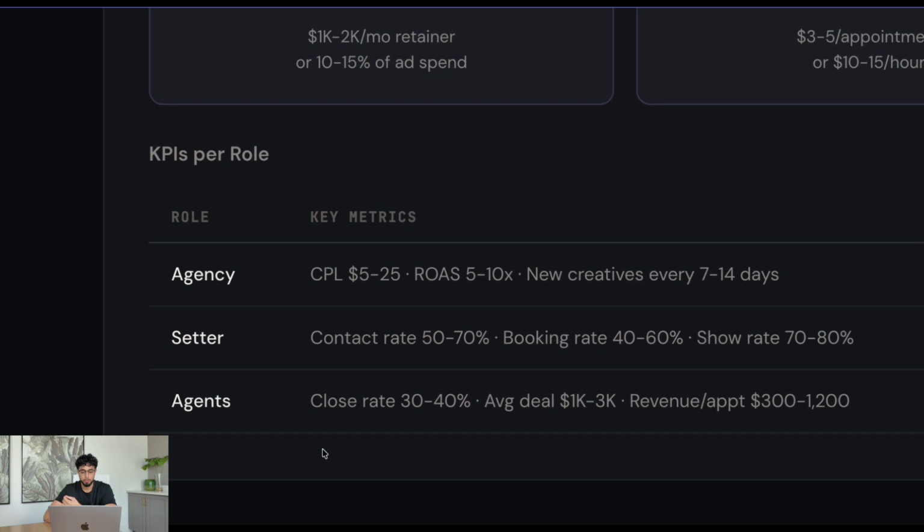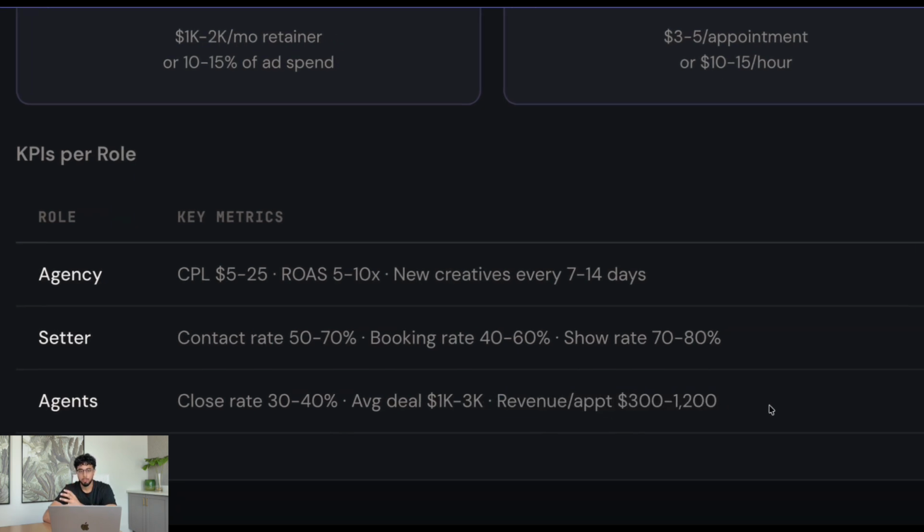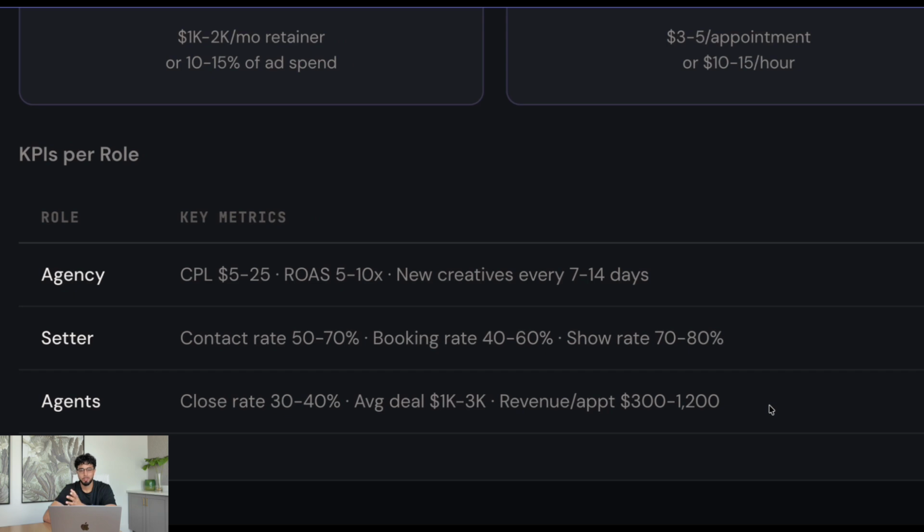When you have agents under you, make sure they're closing 30 to 40%. They might not start off with that if they're a little bit less experienced. You need to make sure you get them to that point so you can remove yourself and they can close deals. Average policy, right? $1,000 to $3,000 depending on commission structure, but aim for that as well. Revenue per appointment, right? You need to make sure you're dealing with a good amount of commission per policy. Don't be dealing with the lower amounts if you don't need to.